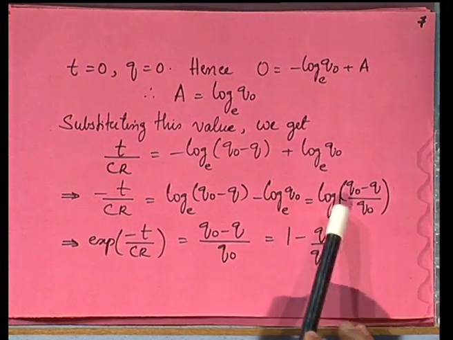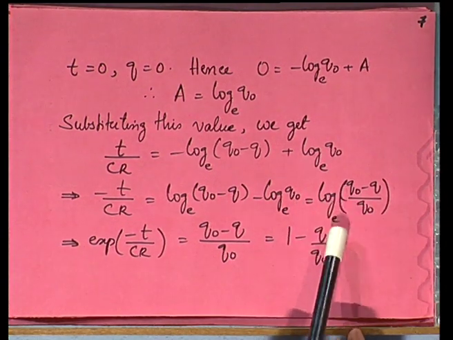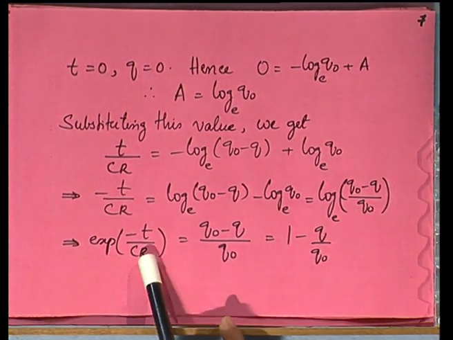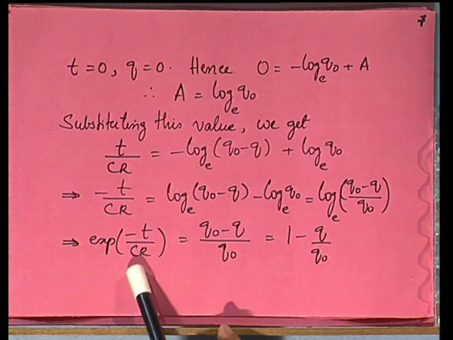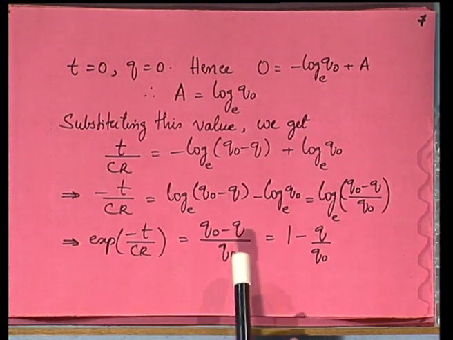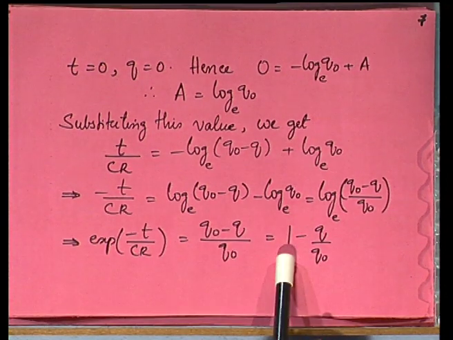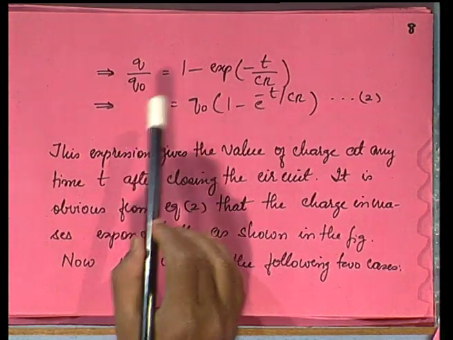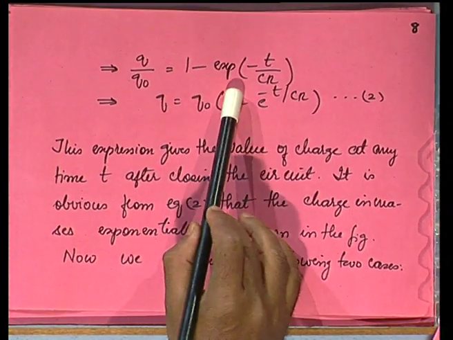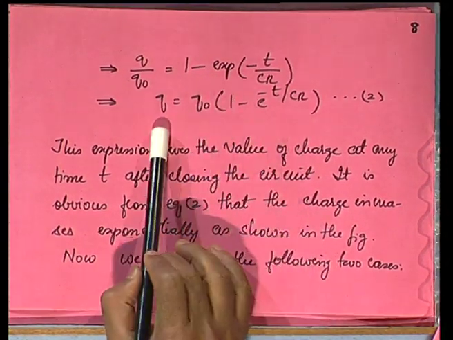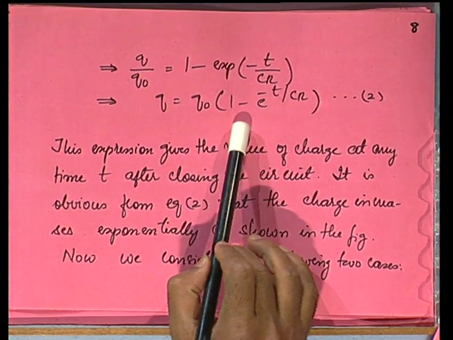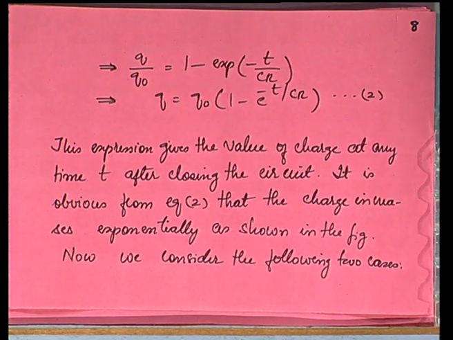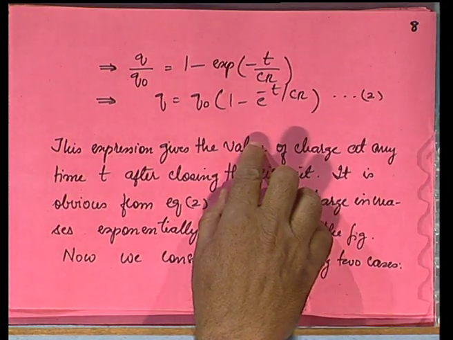If you simplify this equation, finally we will get log to the base e of (q naught minus q) by q naught is equal to minus t by CR. Taking the exponential on this equation, (q naught minus q) by q naught is equal to e to the power of minus t by CR. On that basis, q by q naught is equal to 1 minus e to the power of minus t by CR, or q is equal to q naught into 1 minus e to the power of minus t by CR. Here CR is known as the time constant.